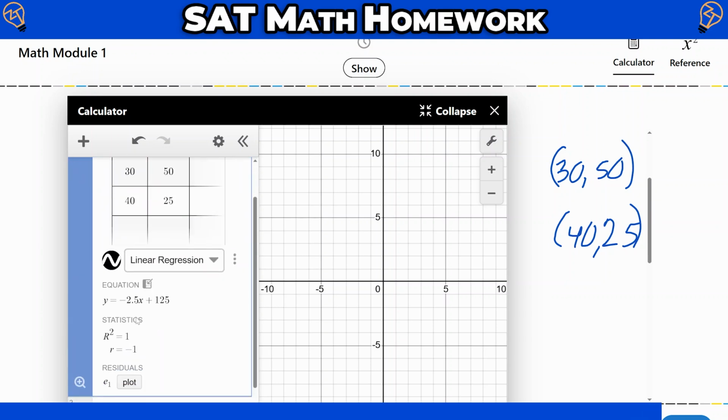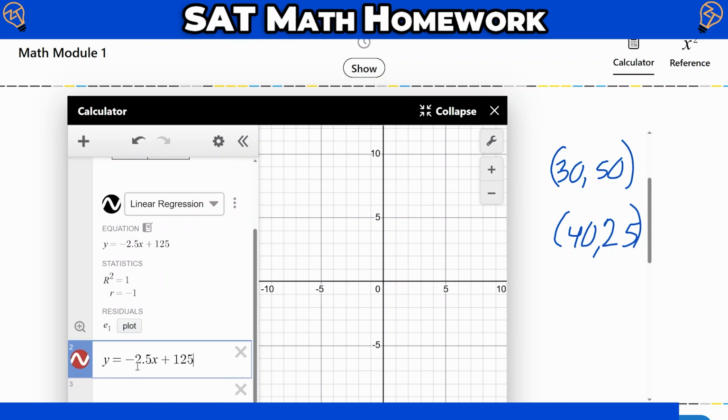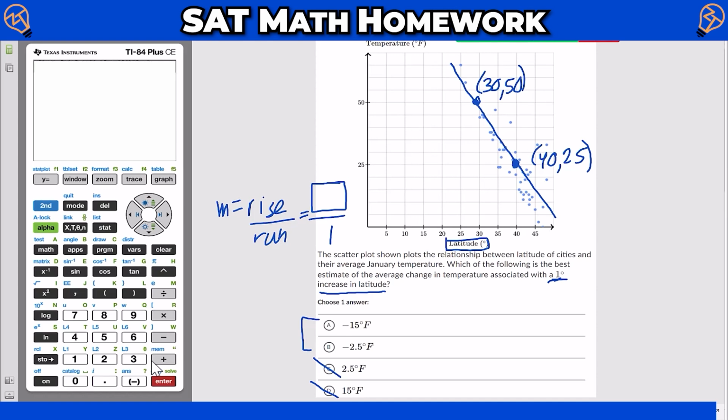So we'll just keep it like that, and notice you get this equation that we could put even here if we want, but the key thing is that the slope is negative 2.5. So the correct answer is B.